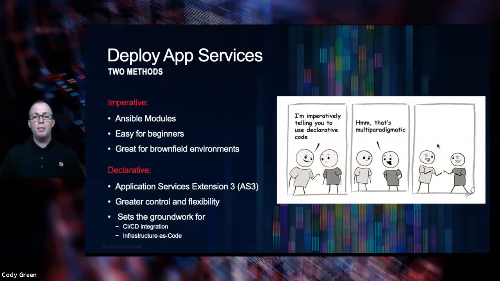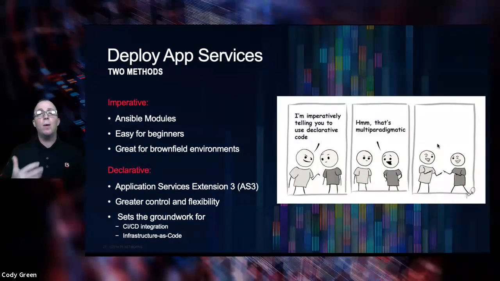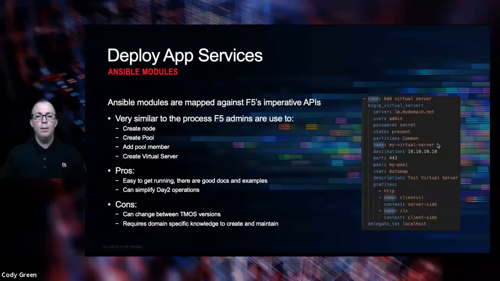When we deploy app services, I mentioned there's two methods. There's imperative. This is where we're using Ansible modules. This is very easy for beginners or people that are new to Ansible, and it's great for brownfield environments where I may only want to do things like node management or change SSL certificates. However, if we're looking at greenfield deployments, F5 would highly recommend that you start to look at our declarative capabilities using our Application Services 3 Extension. This gives you greater control and flexibility, and it also sets the framework so we can start integrating with CI pipelines like Jenkins or GitLab, as well as getting ready for infrastructure as code.